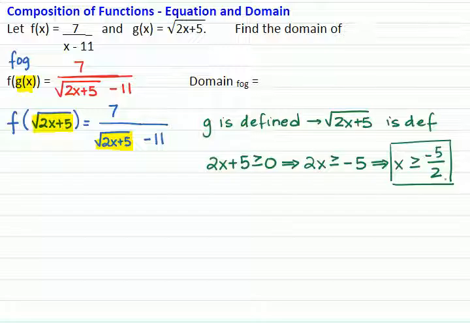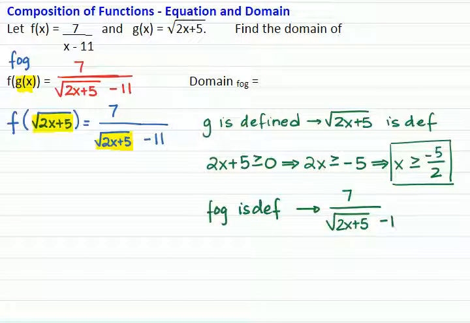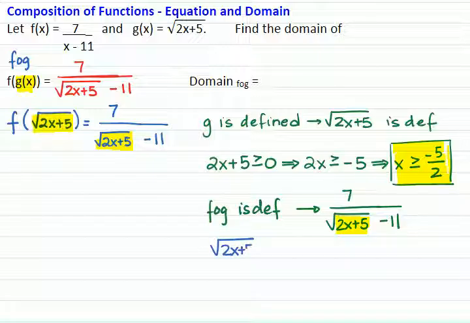The next restriction is that the actual function, f circle g, is defined, and that is a fraction, 7 over the square root of 2x plus 5 minus 11. This has two limitations. One is the square root, but I already checked that. So the fact that the root must be defined has already been checked when I did the inequality. My next step is to make sure that the denominator is non-zero, and that means that the square root of 2x plus 5 minus 11 is not equal to 0.